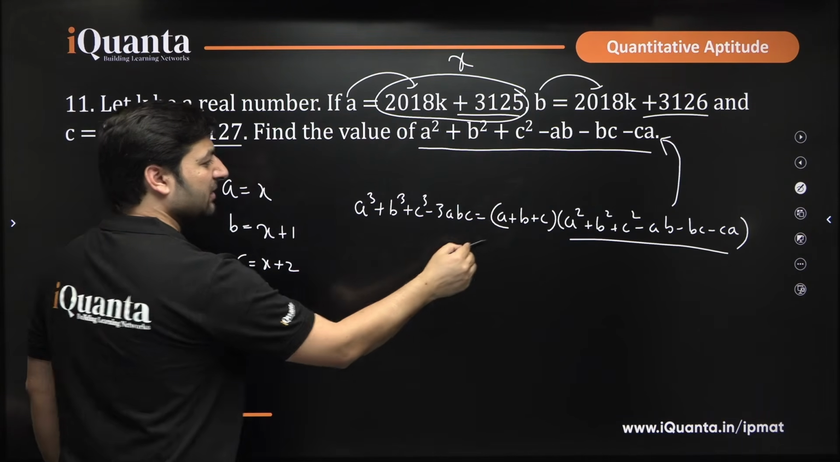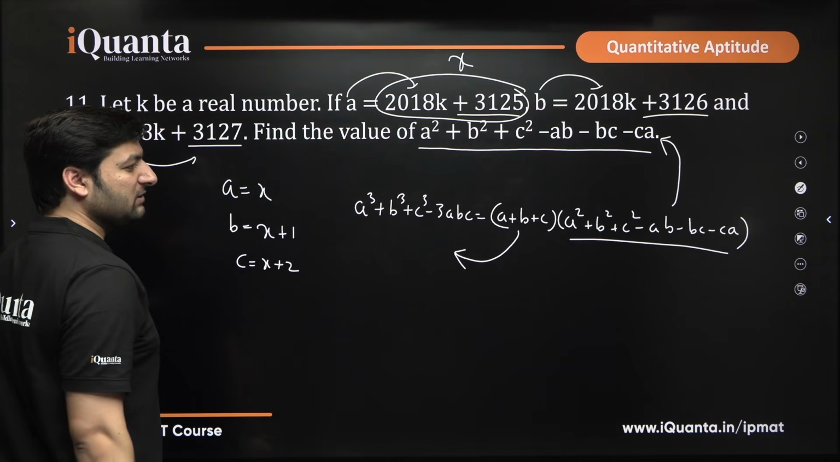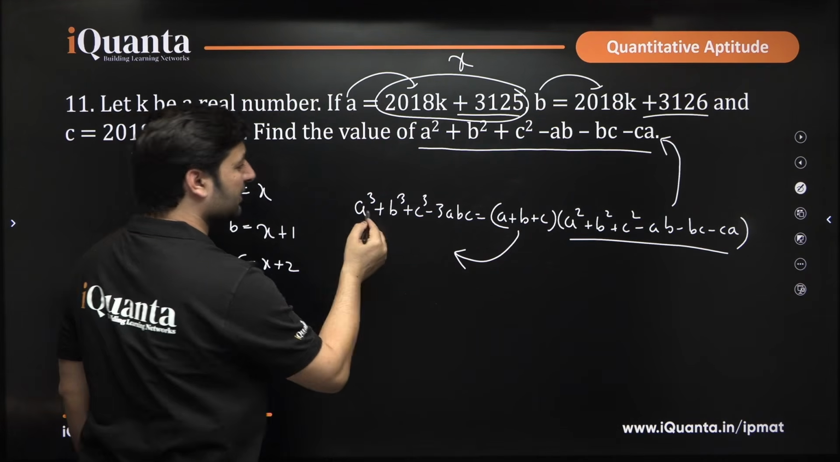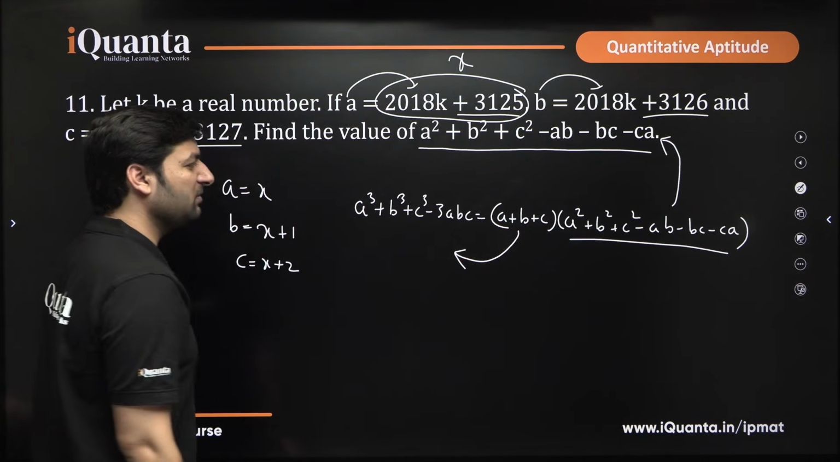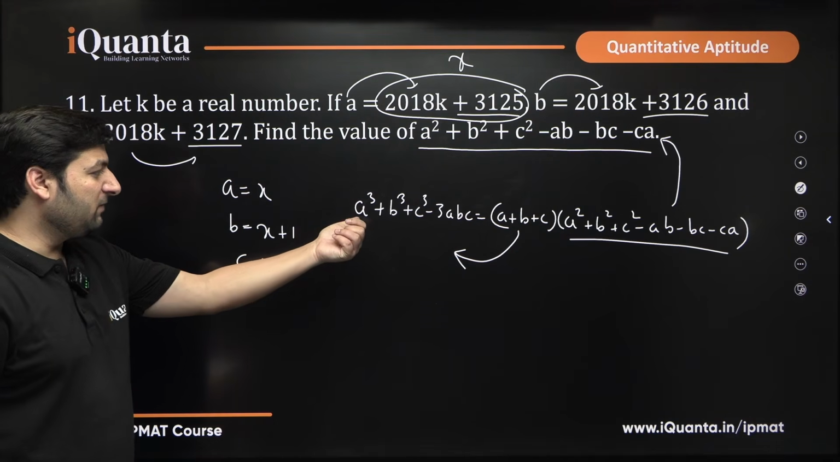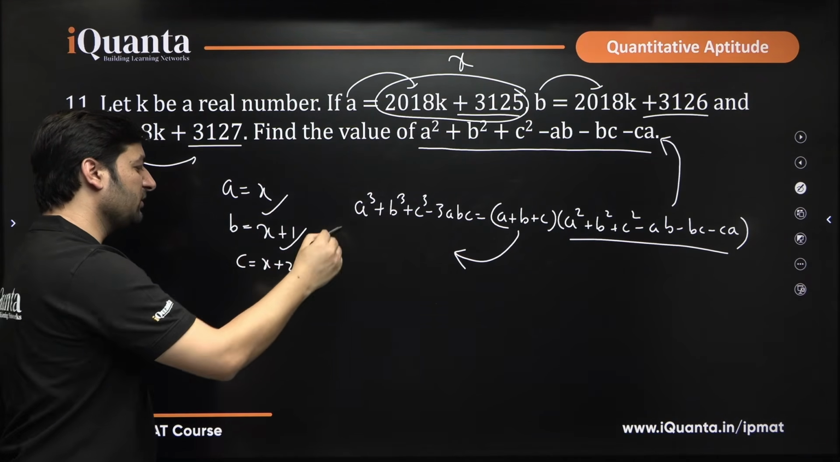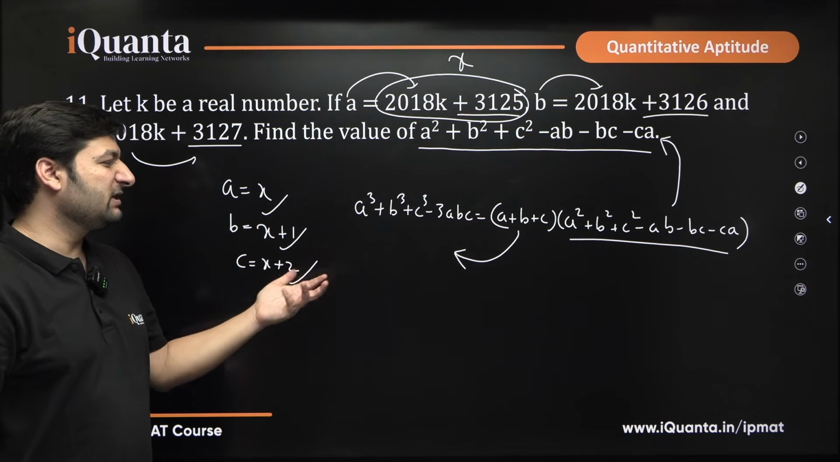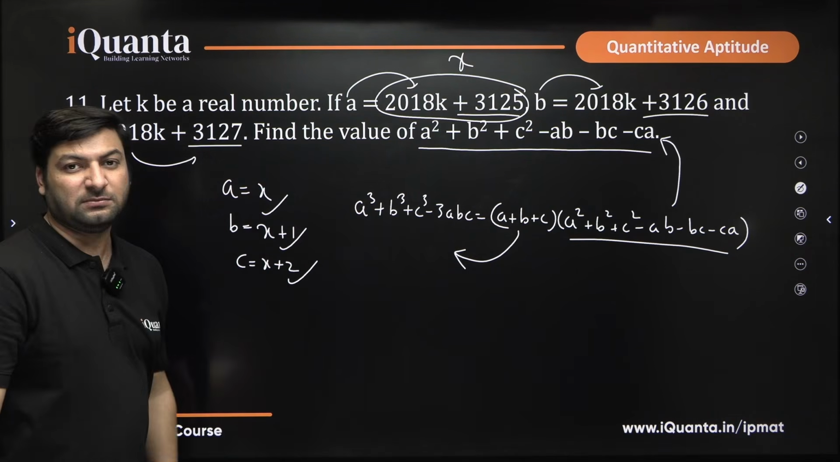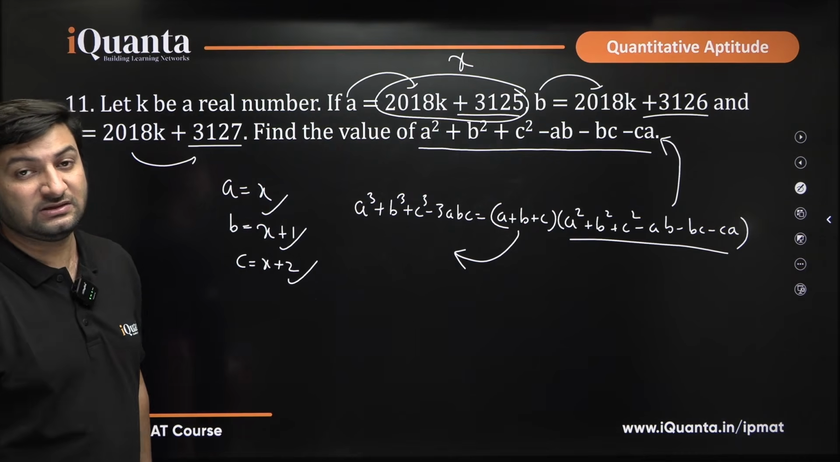So basically you have to bring a, b, c below this. So the value of this will be (a cube plus b cube plus c cube minus 3abc) upon (a plus b plus c). Now in place of a you can put x, in place of b you can put x plus 1, in place of c you can put x plus 2: 3abc becomes 3 times x into (x plus 1) into (x plus 2), divided by a plus b plus c. But that is going to make things very complex, isn't it?